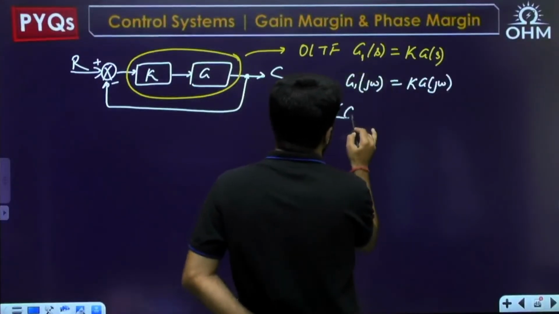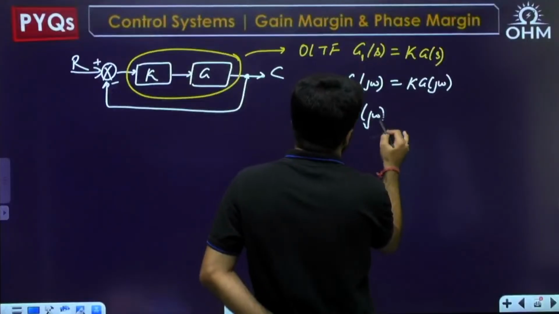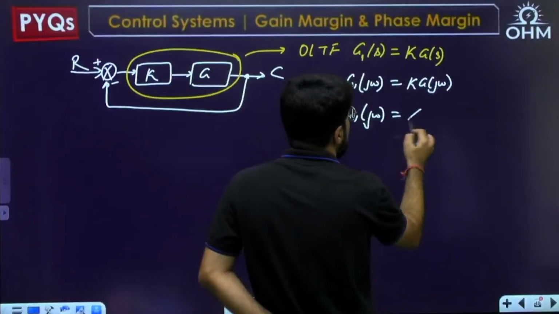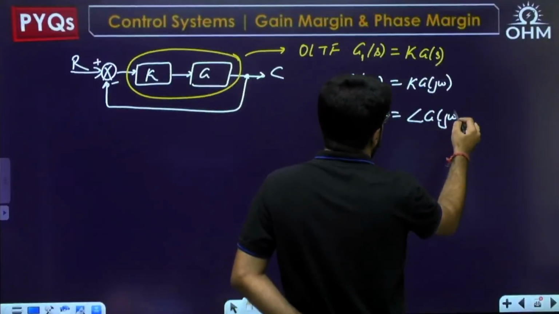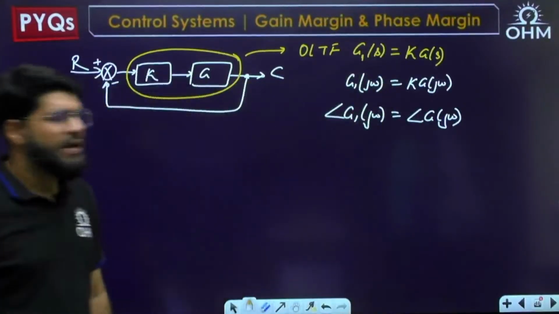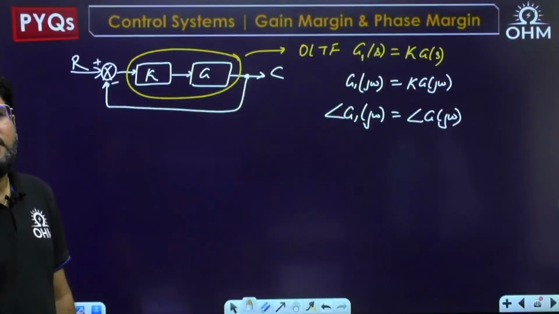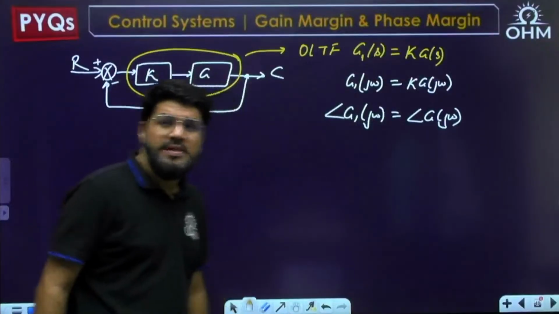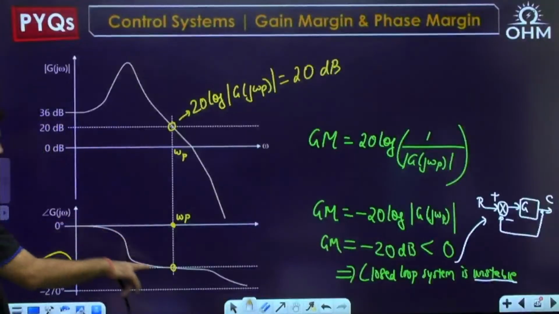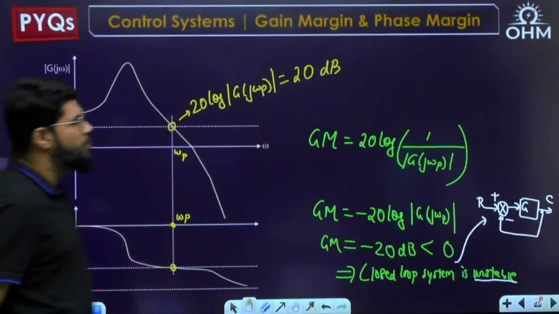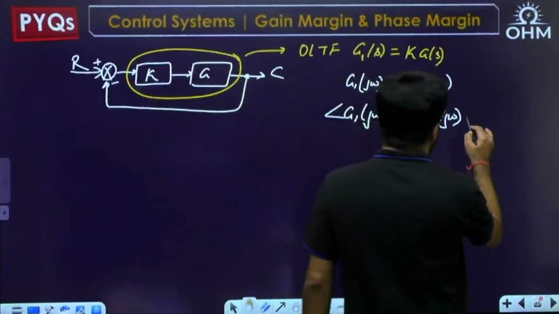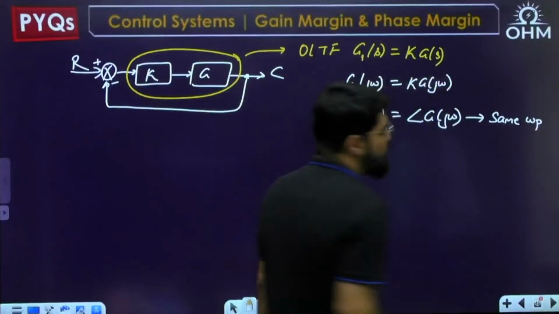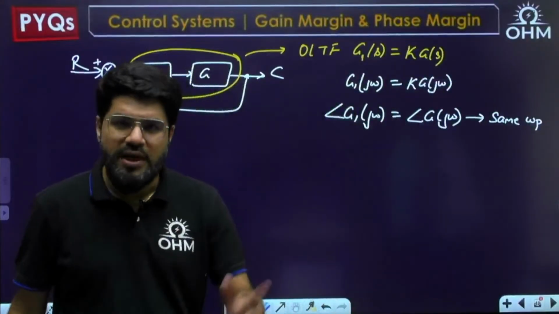And what is the angle of G1(jω)? This K is not going to affect the angle. It's a positive real number, K, so the angle will be the same. Angle G1(jω) is angle G(jω). So the phase plot is going to be the same, and because of that the same ωp will be obtained. There is no change in the ωp, same ωp. But the magnitude is changed, so the gain margin can change.